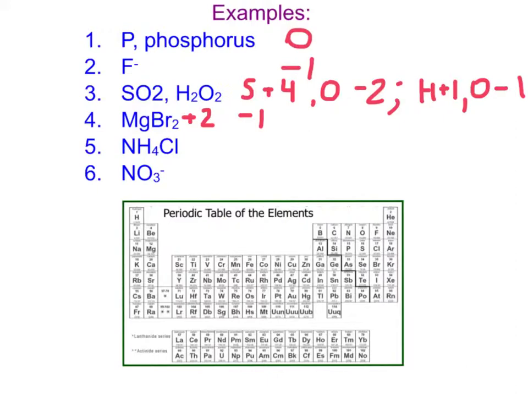Number 5, here we have ammonium chloride, and in this case, we're going to use several rules. There's an ionic bond between the ammonium ion and the chloride ion. So if we look at these separately, we look at the ammonium and the chloride. We know that chloride is going to have a -1 oxidation state.